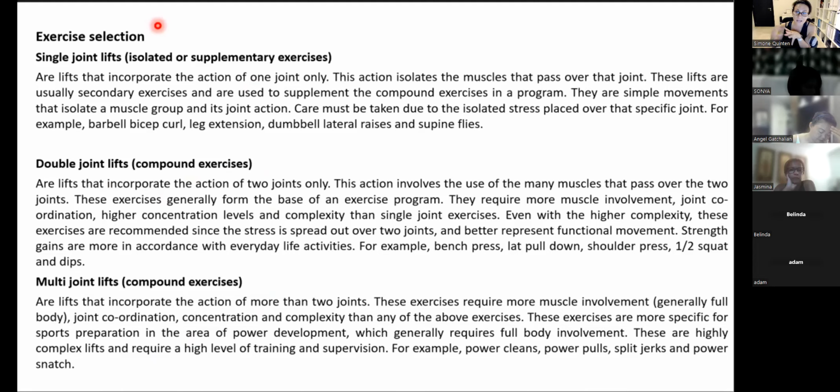Everything has disadvantages and advantages, so there's nothing wrong with doing one over the other. Number one, it depends on the preference. Number two, it depends on the availability of your machines. If you don't have any machines for isolation exercises, it's difficult to do, right?